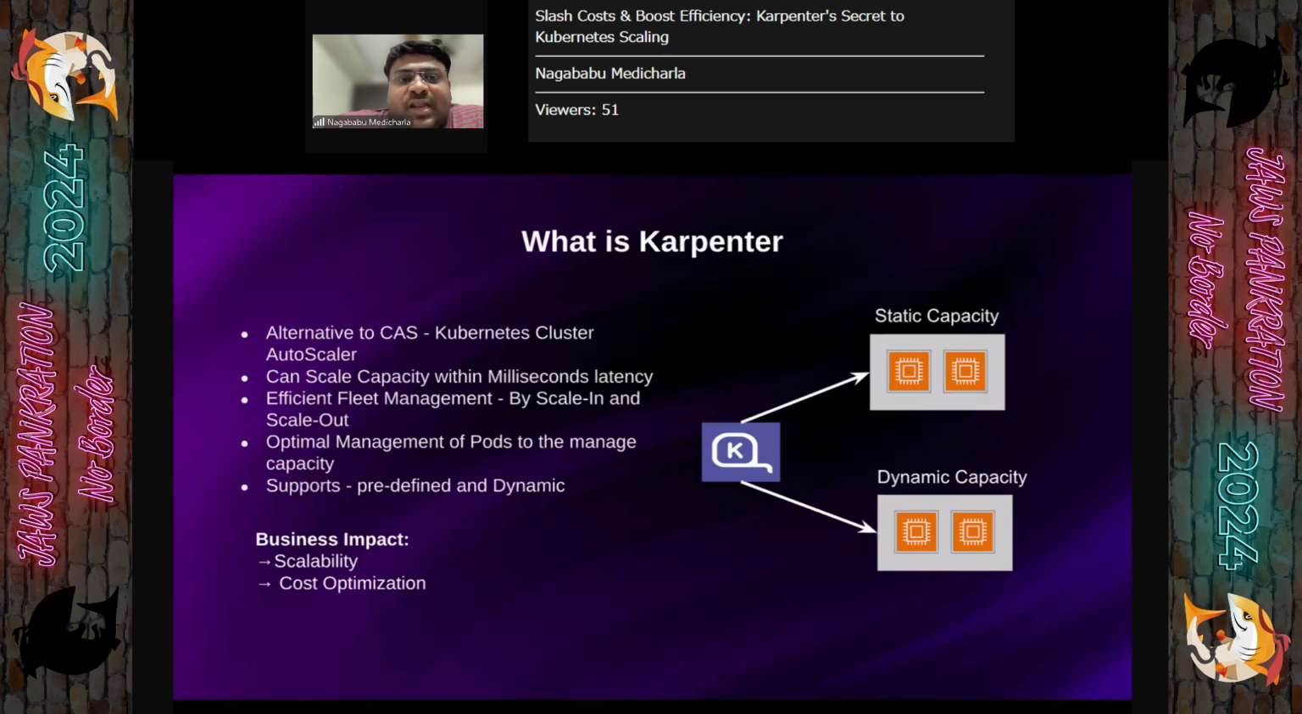Karpenter is an alternative to the Kubernetes cluster autoscaler, and it can create nodes based on API action. It's not based on an autoscaling group. So we can add a node or remove a node in no time.